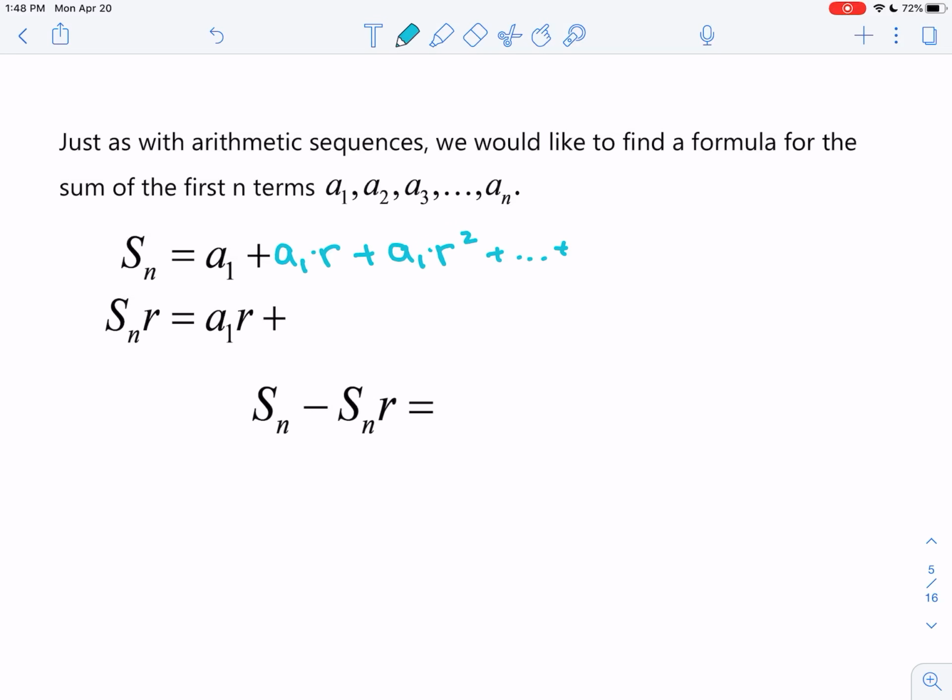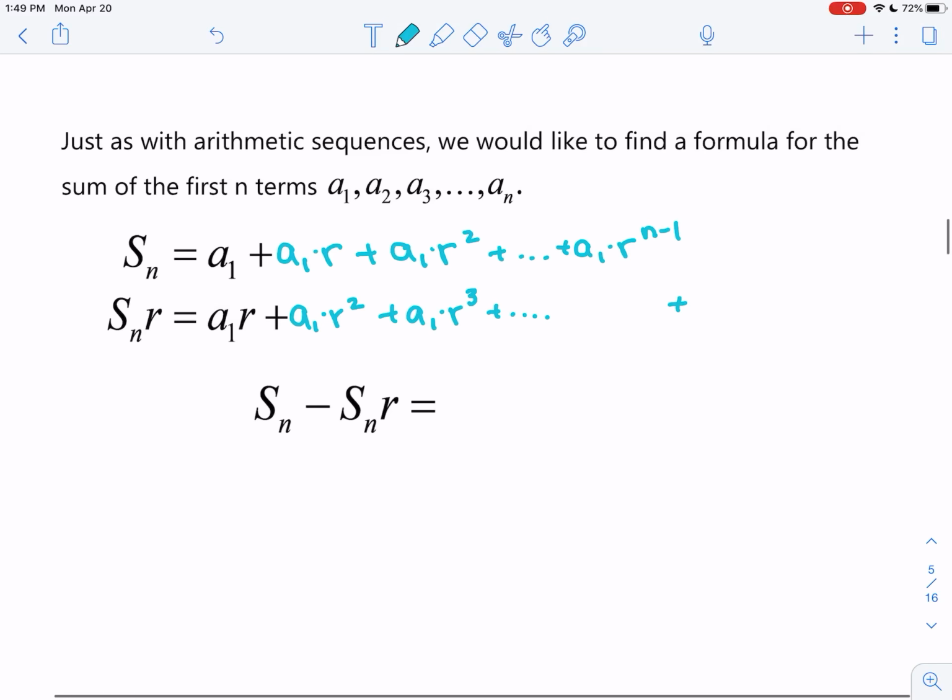And then the last term would be a1 times r to the n minus 1, right? Okay, now for my second line, what I'm going to do is take that first line and just distribute r all the way through to every single term. So I'd now have a1 times r plus a1 times r squared plus a1 times r cubed, dot, dot, dot, dot. And now the last term would be a1 times r to the n, right?